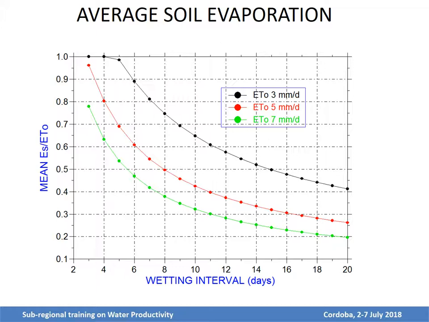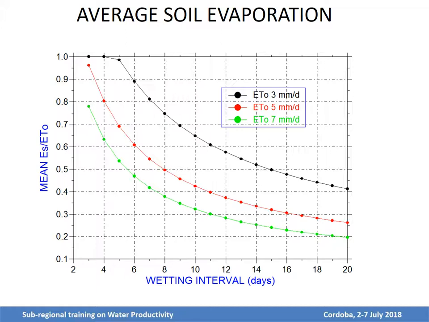short, like here. We see that in spring, during March, if we have a wetting interval of 4 days, the soil evaporation will be equal to reference evapotranspiration. We see that in summer, if we have a wetting interval of 4, the ratio of soil evaporation to ETo would be a little higher than 0.6.